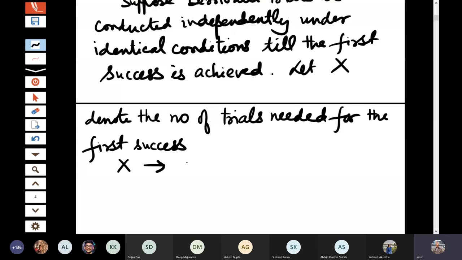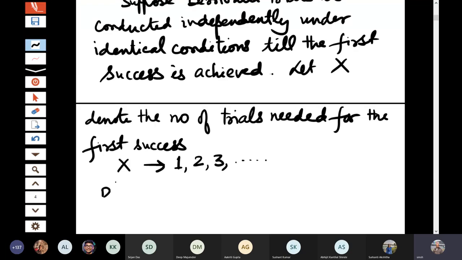So what are the possible values of x? X can take the value 1, that means there can be a success in the first trial, there can be a success in the second trial, and so on. But you cannot end here. So it is a countably infinite number of possible values that the random variable can take.